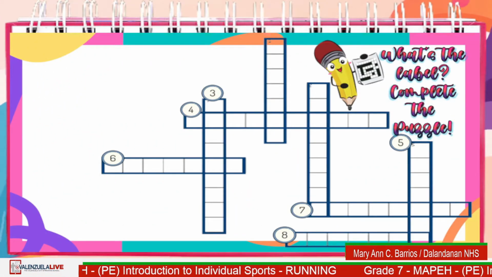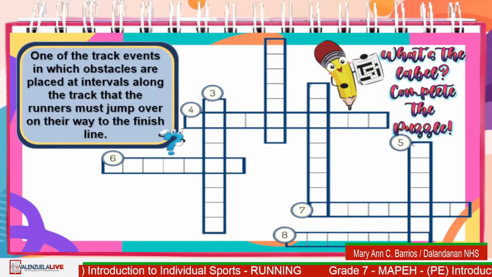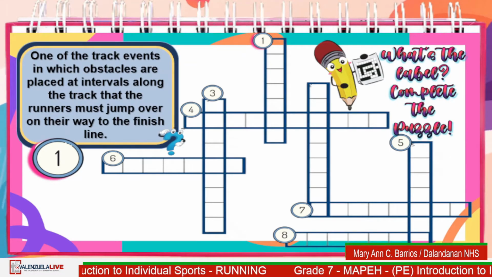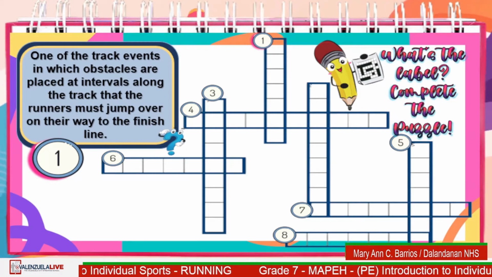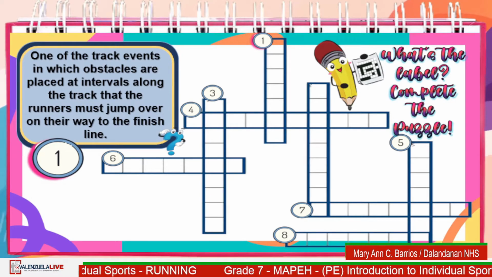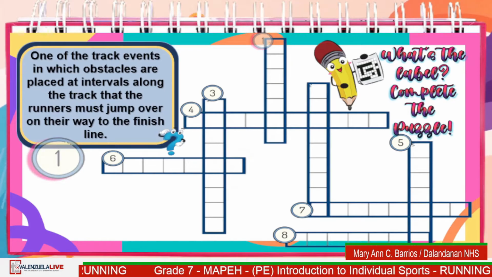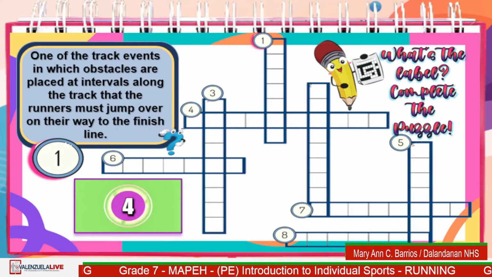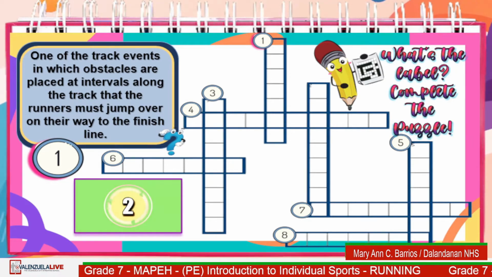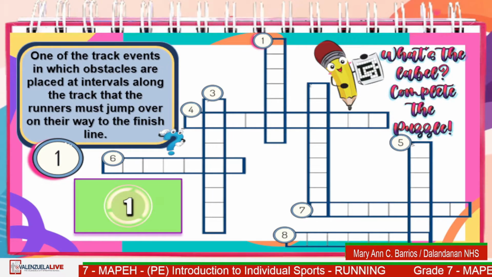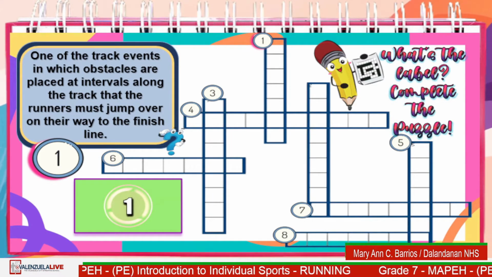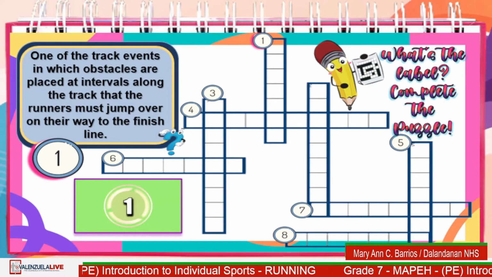Number 1. One of the track events in which obstacles are placed at intervals along the track that the runner must jump over on their way to the finish line. Timer starts now. Time is up. If you answered hurdles, that is correct.